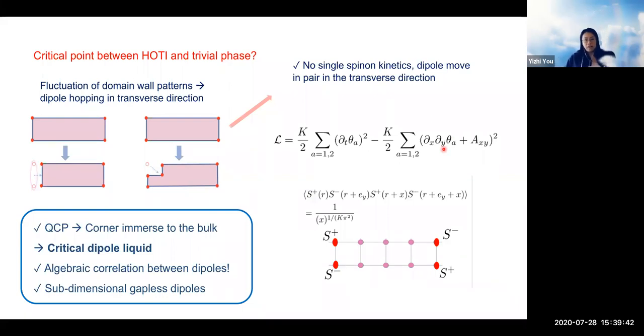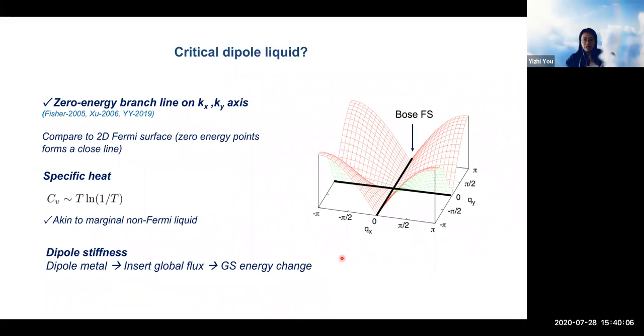So the quantum critical point is described by a critical dipole liquid where the spin-spin correlation function is actually short range. However, if we calculate the dipole-dipole correlation functions, we find they have an algebraic decay between 2 dipoles living on the same stripe in the perpendicular directions. So at a quantum critical point, because this is something like a critical dipole liquid, if we only focus on the low energy physics, the zero energy points of these bosons form a branch line along kx and ky directions. So this is something like the Fermi surface in 2D. However, all of the excitations here are bosonic.